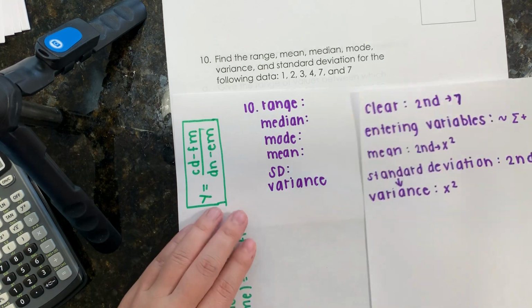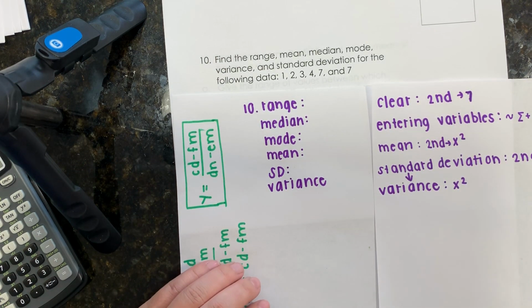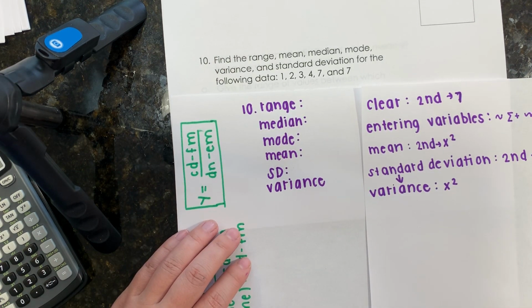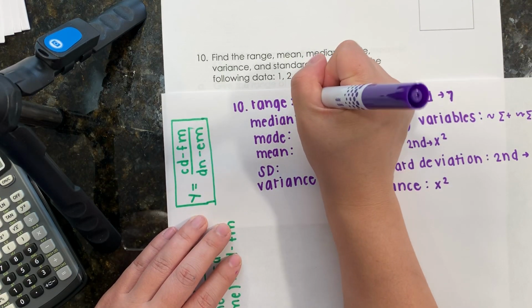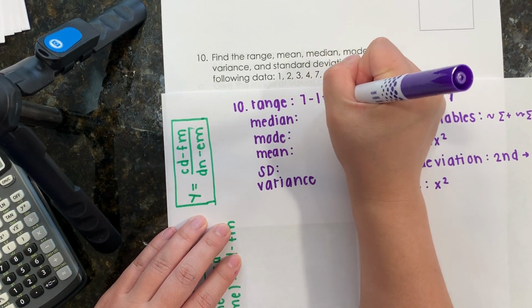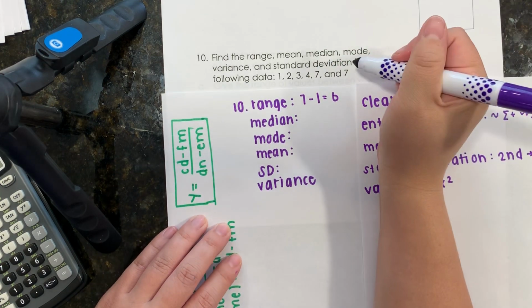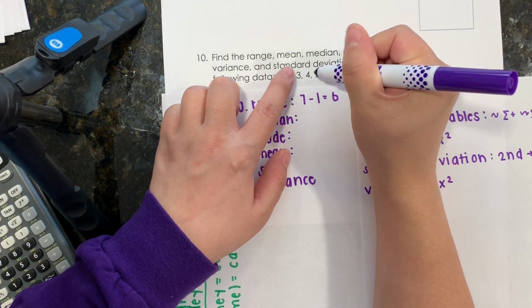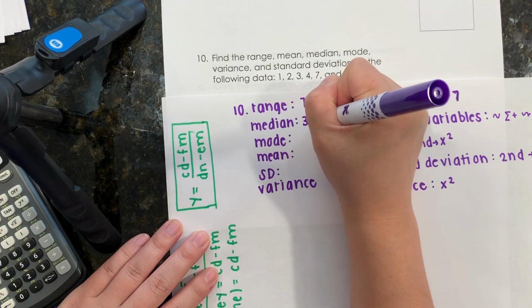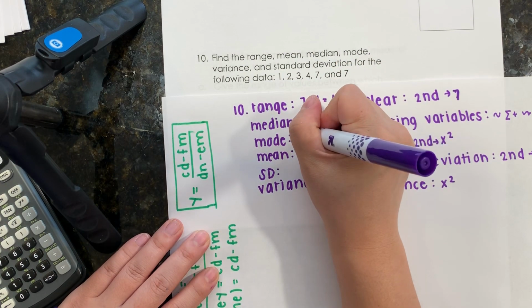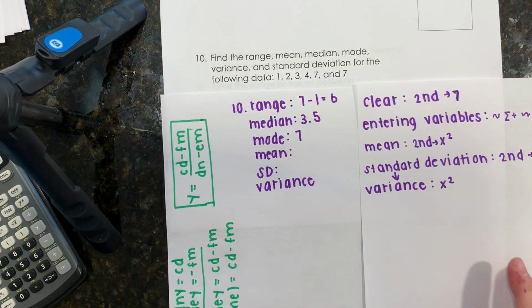And if you forget how to do those, here are all of those things. So I'm going to start with my range. My range is the biggest number minus the smallest number, so my range is 6. Median is the middle number, so 1, 2, 3, between 3 and 4 would be 3.5. The mode is the number that shows up the most, that would be 7.